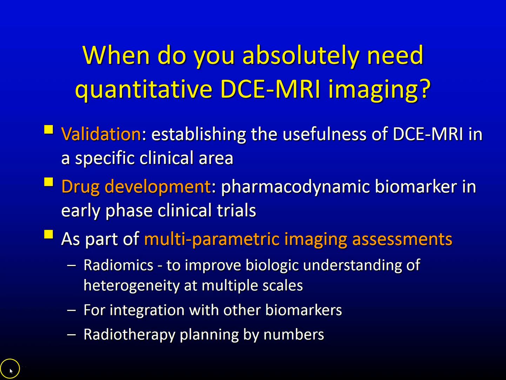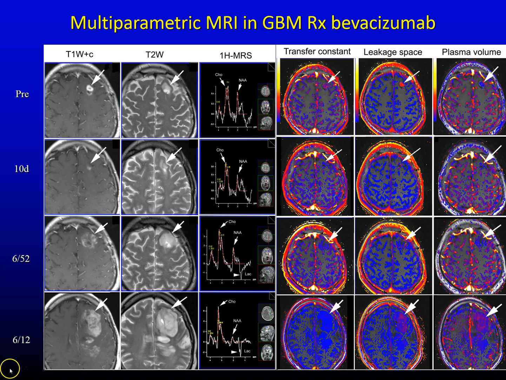pharmacodynamic assessments. Quantitative imaging can also be used as part of quantitative multiparametric imaging assessments. For example, if you want to do radiomics, or you want to look at integrating these biomarkers with other biomarkers that you've obtained. So let me just show you an example of its value. So here is a patient receiving Avastin, an anti-angiogenic drug, in the setting of GBM.